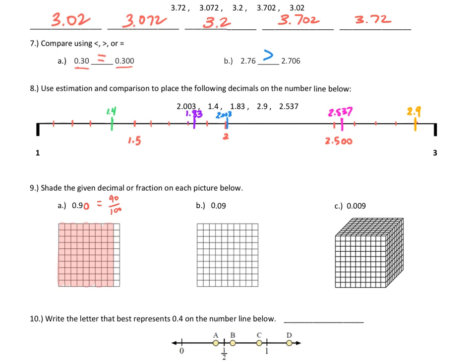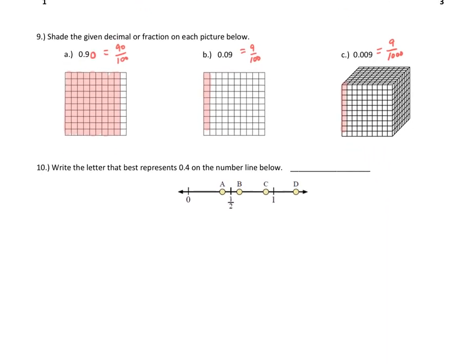Part B says 9 hundredths. So that just means shade in 9 small squares. And part C is now a thousandths square. The large cube is a thousandths cube. So I'm trying to shade in 9 thousandths, which just means shade in 9 of these small cubes, 9 thousandths. All right, question 10, and let me scroll up just a little bit.